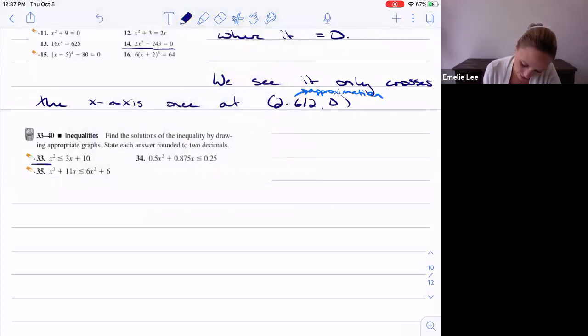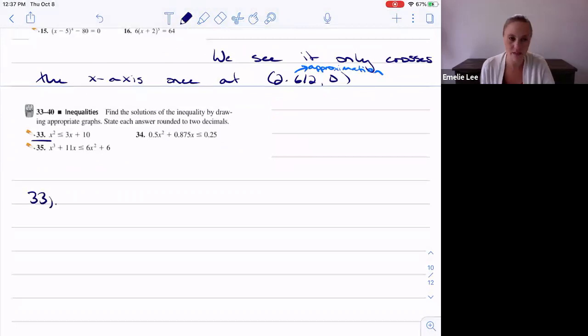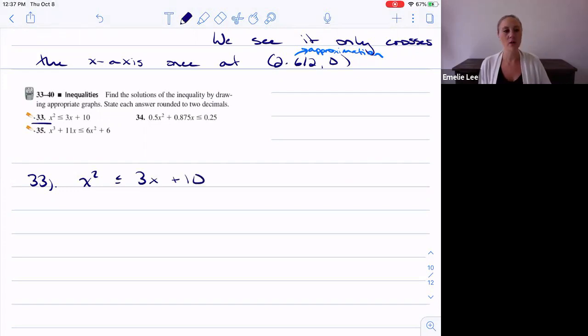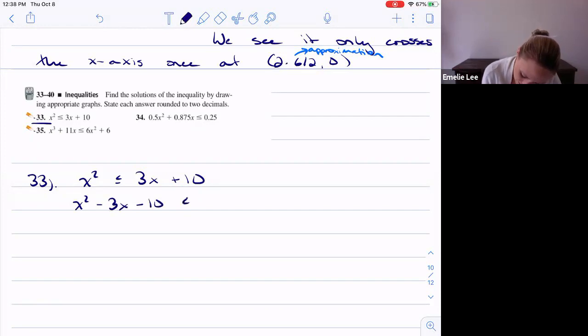So if we do something like 33, and I'll leave the rest for you guys to do. 33, if we have x squared is less than or equal to 3x plus 10, what I want to do is, in order to graph these things, just like when we were solving them, I want to get all my terms on one side and 0 on the other side, because it's always going to be easiest to look at things, where is it 0, where is it not 0. So I get x squared minus 3x minus 10 is less than or equal to 0. Right? If I've subtracted everything away from the right-hand side, I'm left with 0 there.